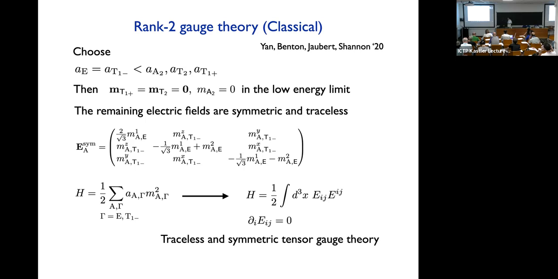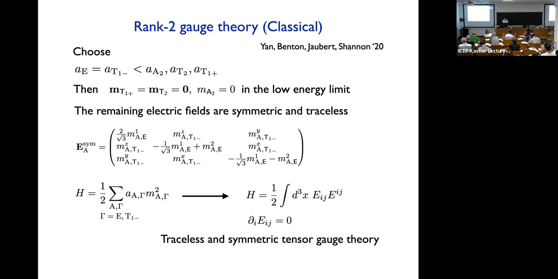Okay, good. So if you make this simplification, then it turns out we can just keep the traceless symmetric part of the rank two electric field. And in that case, the theory is particularly simple. And then the Hamiltonian just becomes essentially E squared with this Gauss law constraint. So we have a mapping from that classical spin model to a rank two tensor gauge theory.